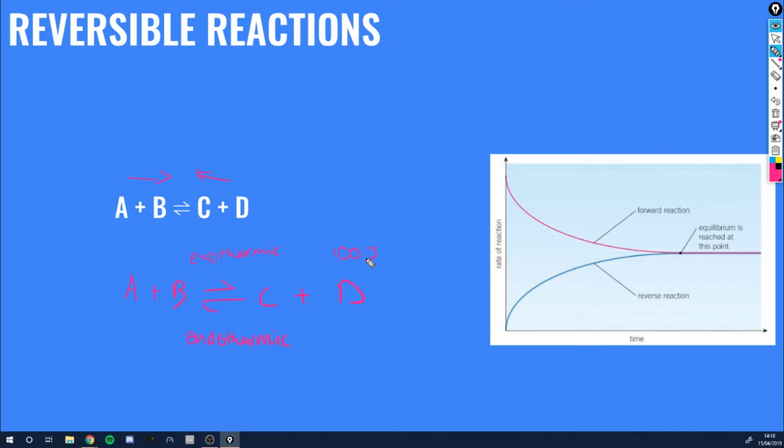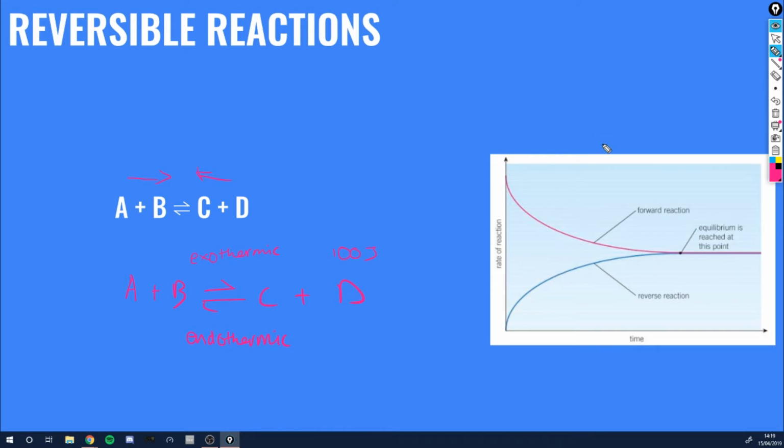So that 100 joules, in a closed system, when nothing else is affecting it, no conditions have been changed, that 100 joules will be used to go back into A plus B, to react back into A plus B, or break down. And because it's endothermic, it uses up that 100 joules. So this will go back and forth until they have the same rate of reaction.